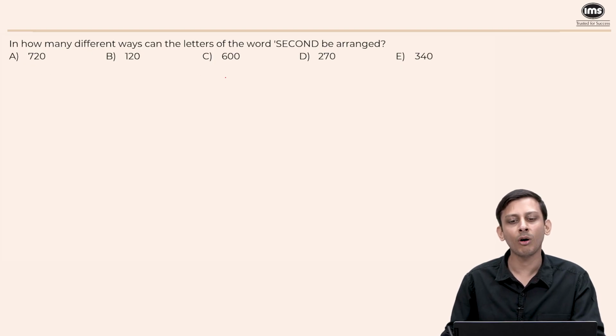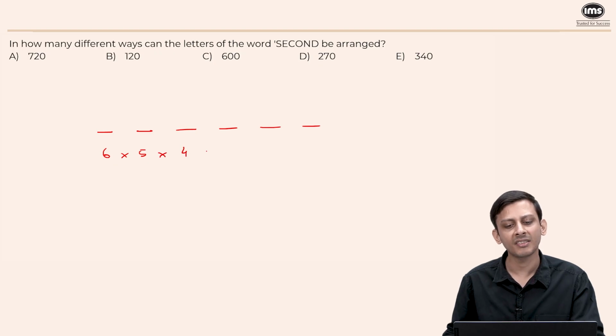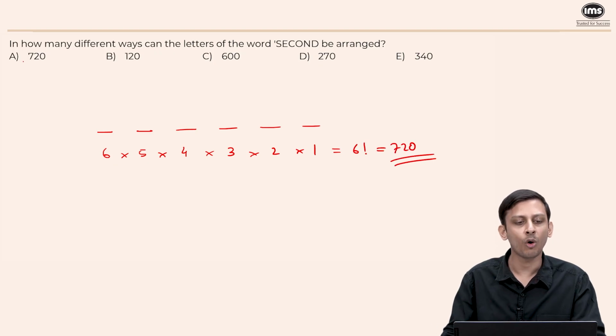But if you want a recap of the basic logic here, there are 6 objects, 6 letters. So we will arrange them in 6 places. Now for the first place, how many ways are there to fill the first place? Any of the 6 letters can be taken in the first place. So we have 6 ways for the first place. Now 5 letters would be remaining. Any of the 5 remaining letters can be there in the second place. So 5 ways for the second place. And then 4 ways for the third place. Then 3, then 2, and then 1. So we get 6 factorial, which is equal to 720, which is option A.